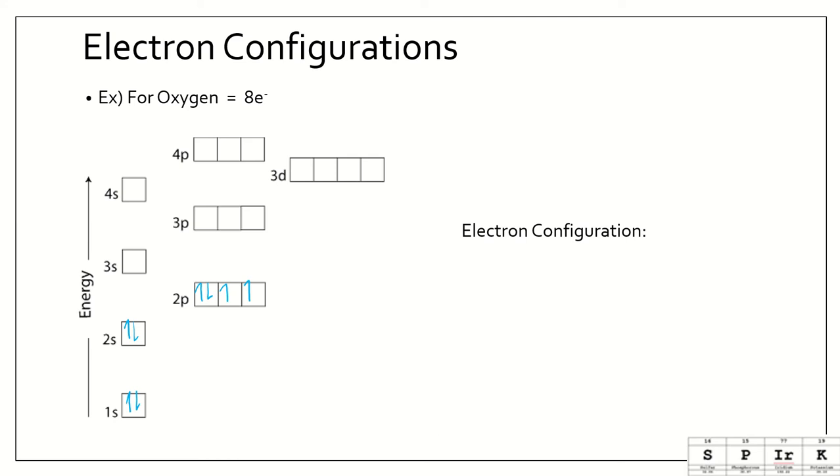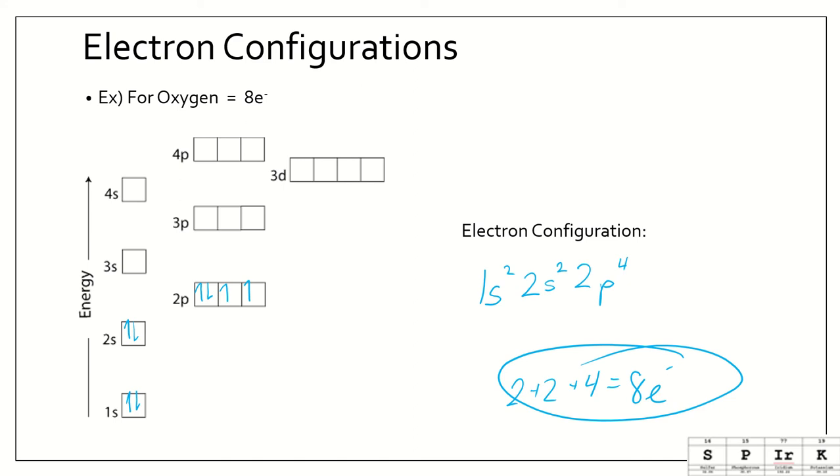So let's turn this into an electron configuration. We start at the bottom. First we run into 1s2. Then we have 2s2. Then lastly 2p4. Notice that we needed to use 8 electrons, and if you add up our superscripts, 2 plus 2 plus 4, we get our 8 electrons. So your superscripts should always add up to the number of electrons for that element.